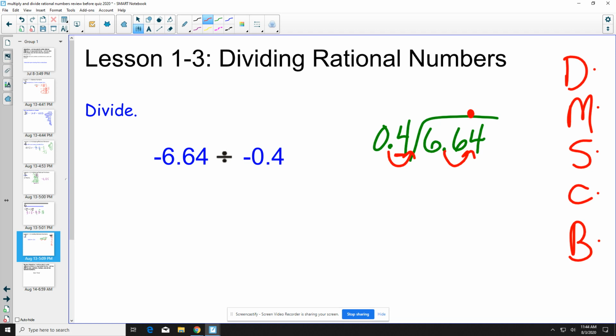So first I'm going to see how many 4s go into 6. 1. Then I multiply 1 times 4 to get 4, subtract, get 2. Check, is 2 less than 4? Yes. When you bring down, you only bring down one number at a time. So I bring down my 6, and then I start all over with divide. How many 4s go into 26? 6. 6 times 4 is 24. Subtract and get 2. Check, is 2 less than 4?